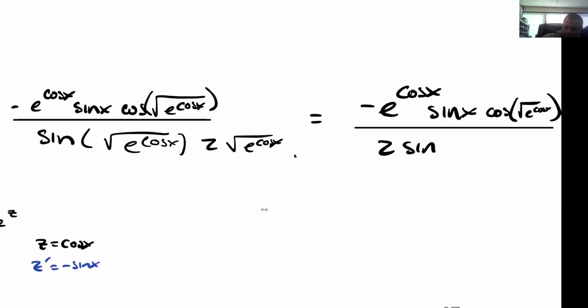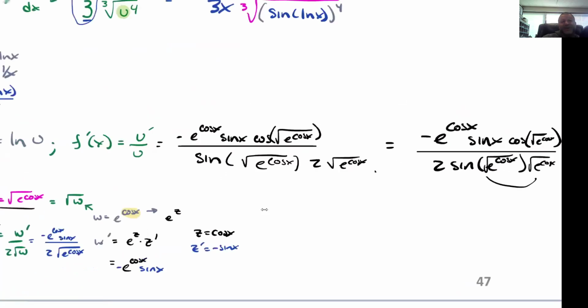Right, so sine of the square root of e to the cosine of x times the root of e to the cosine of x. And again, you can't multiply those two things together.